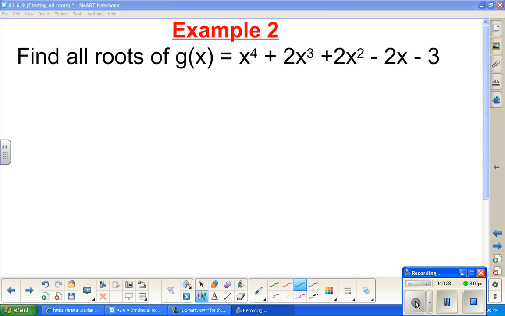Okay, so this one, find all roots of, I just call this one g of x, x to the fourth plus 2x cubed plus 2x squared minus 2x minus 3. Okay, so this one has a total of 4 zeros. So knowing that ahead of time is helpful.